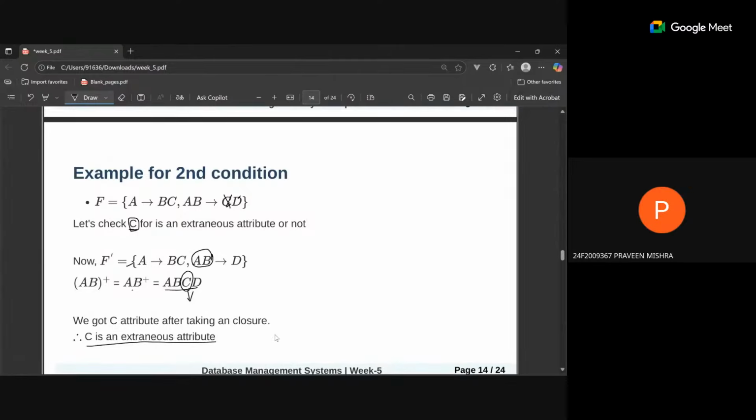Got it. So the second condition is also clear, right? Basically, we need to remove the attribute and rewrite the functional dependency as F dash. Then you take the closure of whatever is on the left side. If you get the removed attribute again in the closure, it is called an extraneous attribute. If you are not getting it, then it is not.